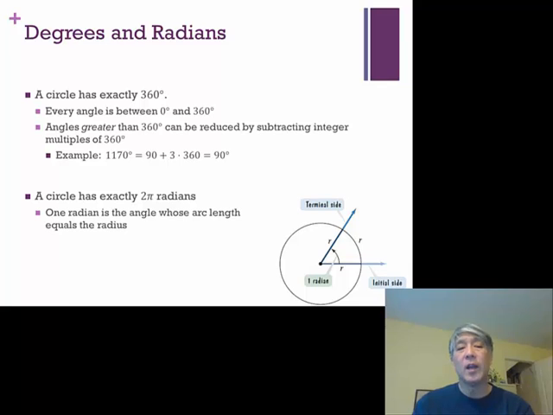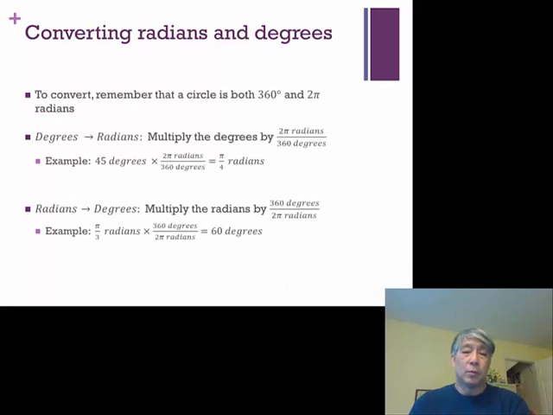In terms of radians, a circle will have exactly 2 pi radians, where the definition of 1 radian is the angle whose arc length, basically how long it is going around the circle, equals my radius. So it would be an equilateral triangle if it was a triangle instead of a segment of a circle. So remembering those two facts, that a circle is both 360 degrees and 2 pi radians, allows us to convert from degrees to radians and radians to degrees.